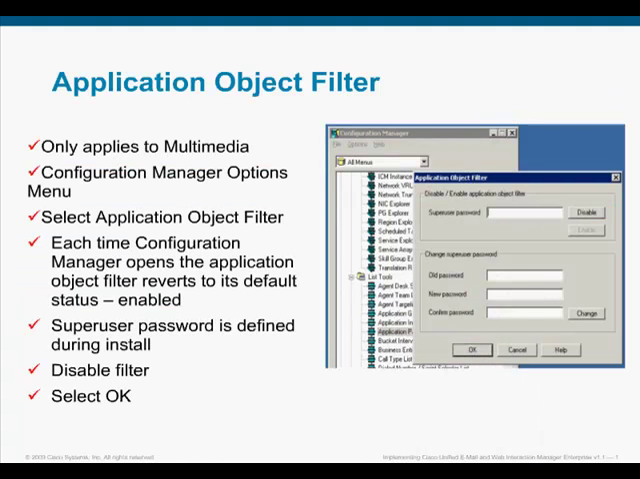To configure the application path, we'll need to go into the application object filter and disable it. To access the application object filter, navigate to Configuration Manager and select Application Object Filter from the Options menu. The application filter reverts back to its default status, which is enabled, each time Configuration Manager is opened. The super user password is defined during install. The default is the word PASSWORD. Disable the filter and select OK.